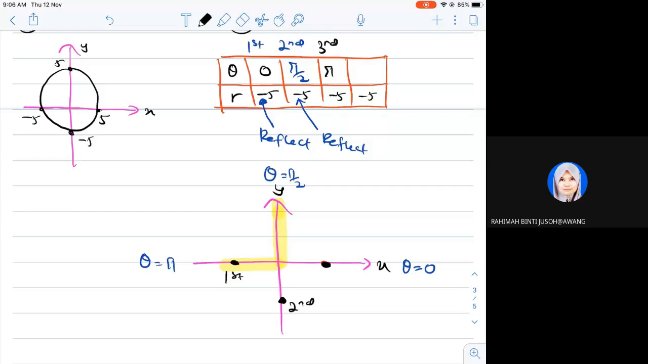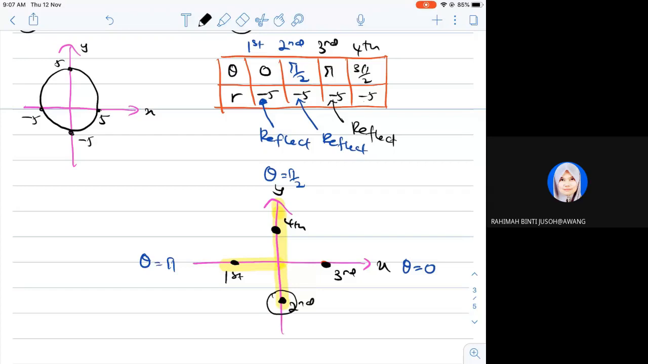Okay, so dekat third column ni, kedudukan dia dekat sini, third point. Because of negative. Negative ni, kena reflect juga. Sama je. Okay. The same thing happen for theta, the fourth column. When theta equals to 3 pi over 2, suppose it should be located here. However, we need to reflect this coordinate to here. Okay, so this is the fourth column punya position.